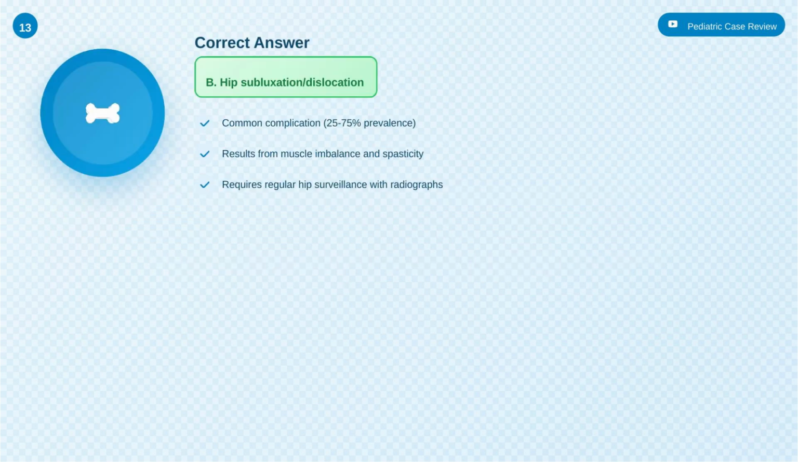Hip subluxation and dislocation are common complications in children with diplegic cerebral palsy, with prevalence ranging from 25 to 75%. This occurs due to muscle imbalance with spastic hip adductors and flexors overwhelming the abductors. Hip pain often indicates progressive displacement. All children with diplegic cerebral palsy should undergo regular hip surveillance with clinical examinations and radiographs. Early intervention for hip displacement is critical to prevent painful dislocations that may require complex reconstructive surgery.